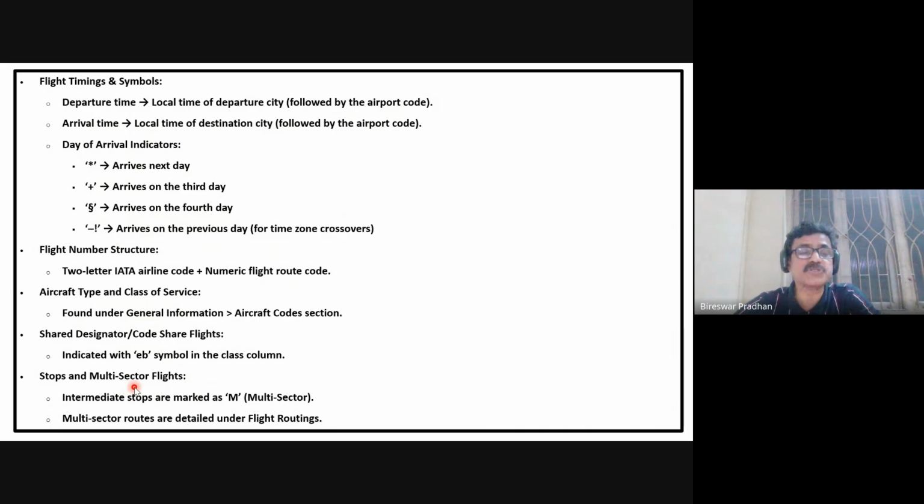Stop and multiple sector flight. International stops are marked as aim. It indicates multiple sectors. Multiple sector routes are detailed under the flight routing. So if it is going with one stop to another city, or multiple stops, it also indicates the details, so that the passenger or traveler or user may not have any problem.